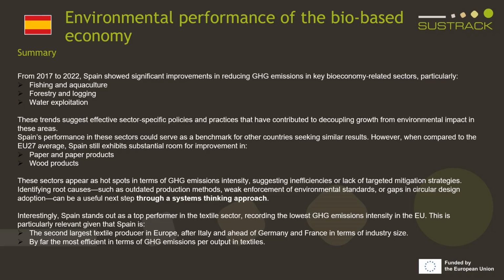However, when compared to the European average, Spain still exhibits substantial room for improvement in paper and paper products and wood products. These sectors appear as hotspots in terms of environmental impact, suggesting inefficiency or lack of targeted mitigation strategies. Interestingly, Spain stands out as a top performer in the textile sector, recording the lowest greenhouse gas emission intensity in the European Union. This is particularly relevant given that Spain is the second largest textile producer in Europe, and it is by far the most efficient in terms of greenhouse gas emission per output in textile.